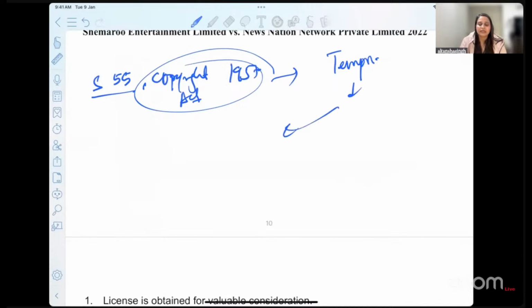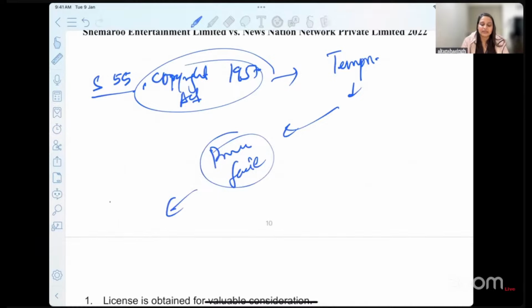Again, you have to decide that there is a prima facie case, right? So in prima facie case, you will have to acknowledge and you will have to tell that there is a valid legal right that exists with the plaintiff. Is there a valid legal right? We just did an entire discussion on section 40.